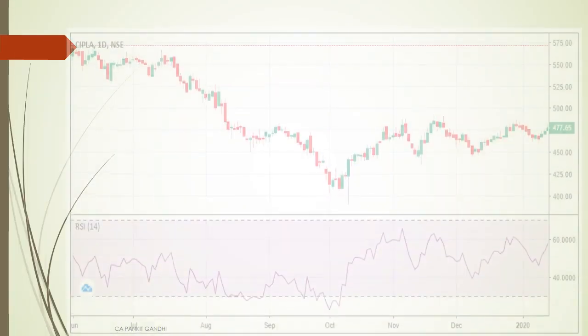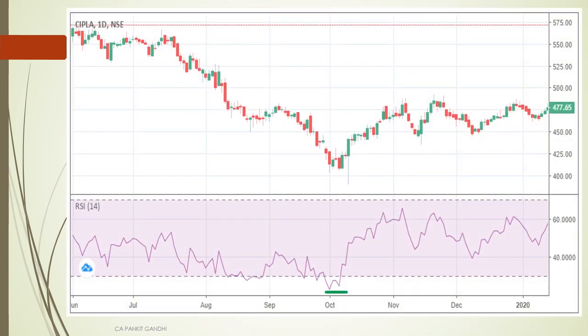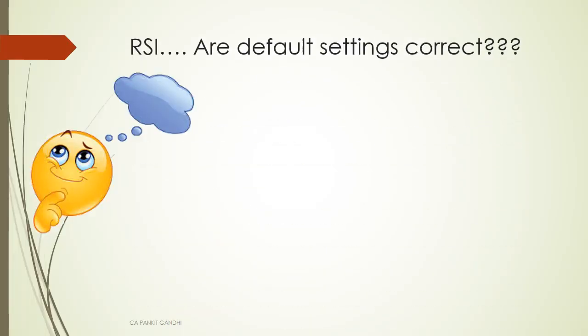Predict the bullish reversal using double bottom. So you can see this is the Cipla daily chart. This is a double bottom, and see the rally. The double bottom didn't take many days, and then the stock rallied from 420 levels to 480 levels. So next question: are the RSI default settings correct?